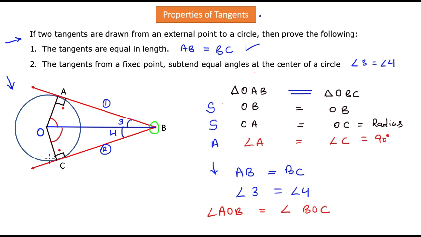So just with one simple relation that you found, you can have three different findings: that the tangents are of equal length, the angles subtended by the tangents are also equal. With that in mind, let's make use of this application to solve some practical problems.